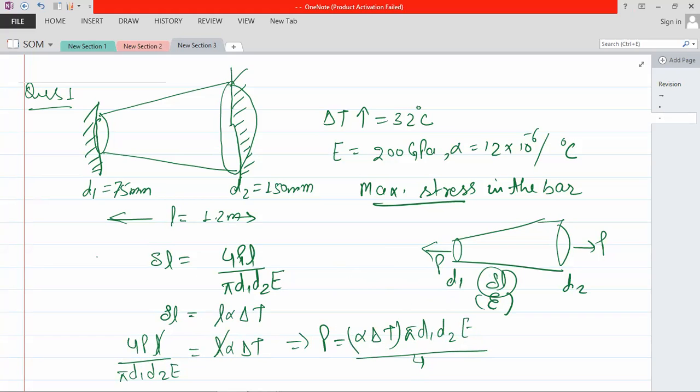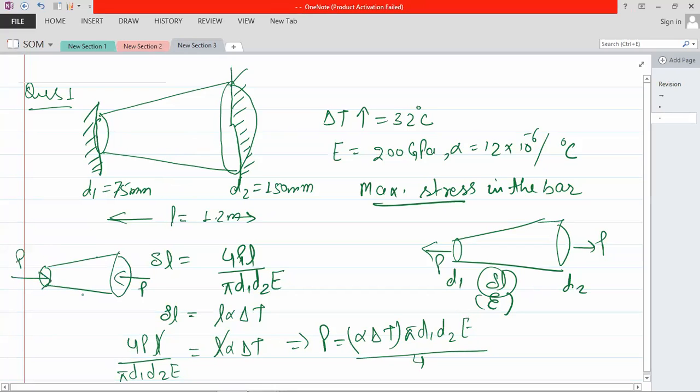Reaction force means, suppose we increase the temperature by 30 degrees Celsius, then it will try to elongate along the length. And you put a constraint that it should not elongate. Then what will happen? A compressive reaction force is acting at the ends to prevent its elongation. Now this is the P force, and it asks what is the maximum stress induced in the bar. Now you have P force at this end and P force at this end. So in the entire section, you have a P compressive reaction force.